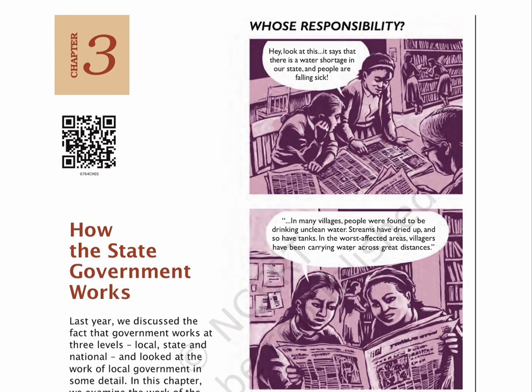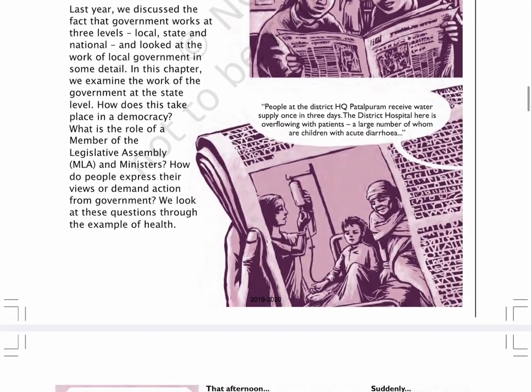There are 2 friends here in the library. They are reading the newspaper and talking to each other. It reads, Hey, look at this. It says that there is a water shortage in our state and people are falling sick. In many villages, people were found to be drinking unclean water. Streams have dried up and so have tanks. In the worst affected areas, villagers have been carrying water across great distances. People at the district headquarters, Patalpuram, receive water supply once in 3 days. The district hospital here is overflowing with patients, a large number of whom are children with acute diarrhea.